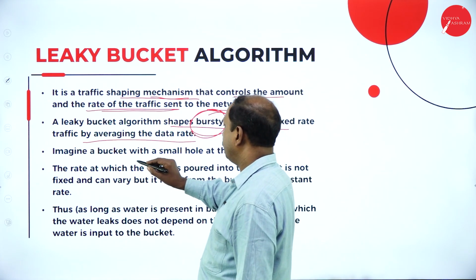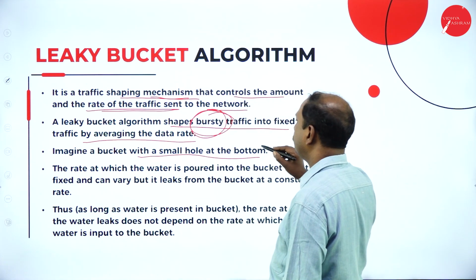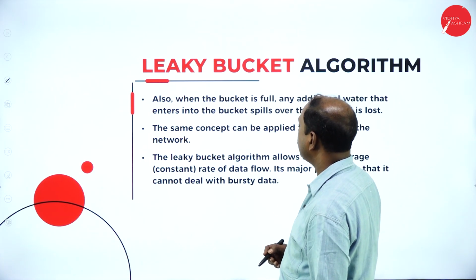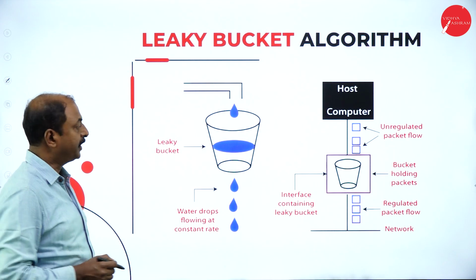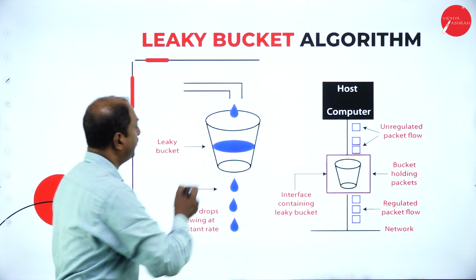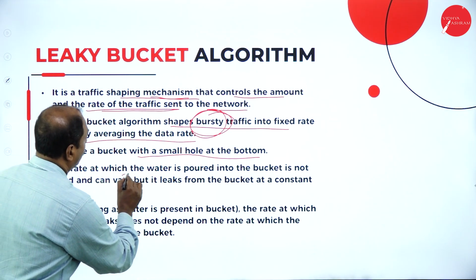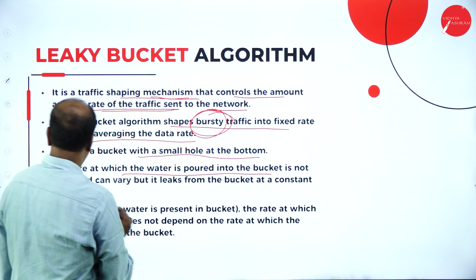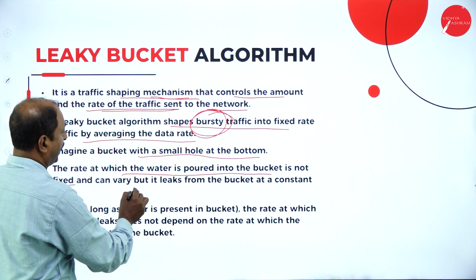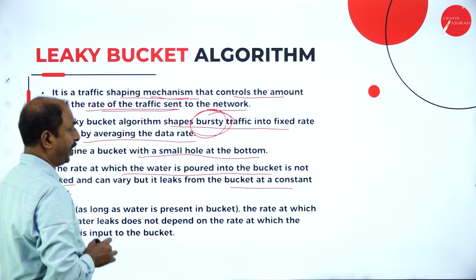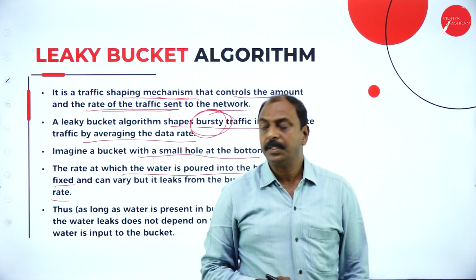Now imagine a bucket with a small hole at the bottom. This is a diagram here. Assume a small hole in the bucket here. Imagine a bucket with a small hole at the bottom. The rate at which the water is poured into the bucket is not fixed and can vary, but it leaks from the bucket at a constant rate. This is an important statement here.